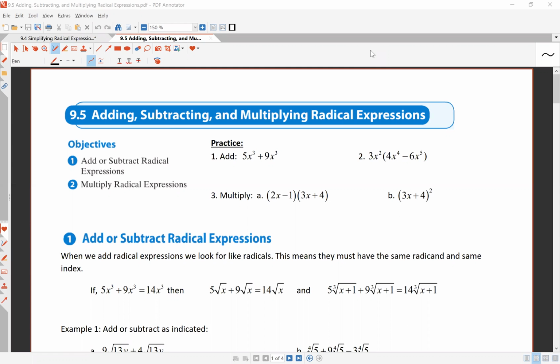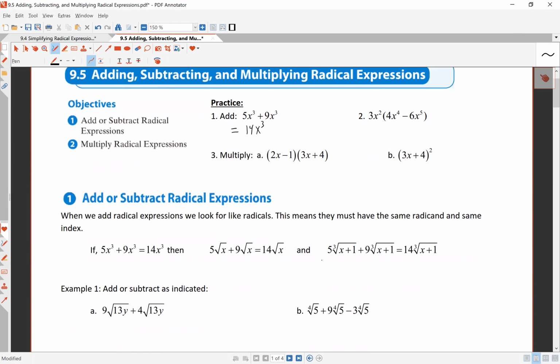Number 1, add 5x cubed plus 9x cubed. Since they're like terms, we add their coefficients. 5 plus 9 is 14, x cubed. So this serves as a basis for adding what we call like radicals. When we add radical expressions, we look for like radicals. Since 5x cubed and 9x cubed are like terms, we add their coefficients and leave the variable part unchanged.